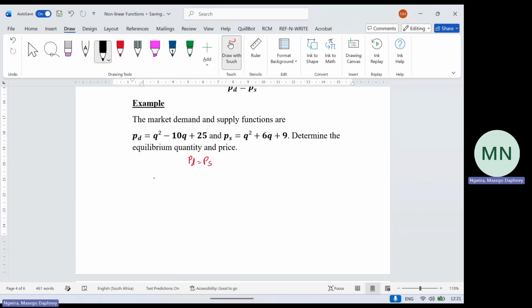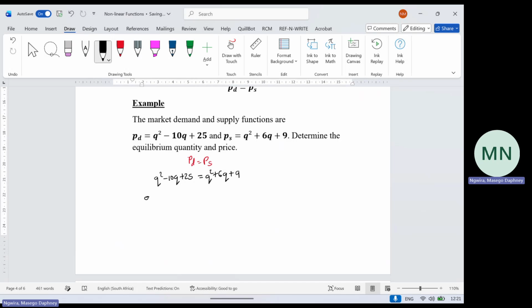Our PD is Q squared minus 10Q plus 25, which is equal to Q squared plus 6Q plus 9. Now after this, we move everything to the left-hand side, then we're going to do the like terms part.